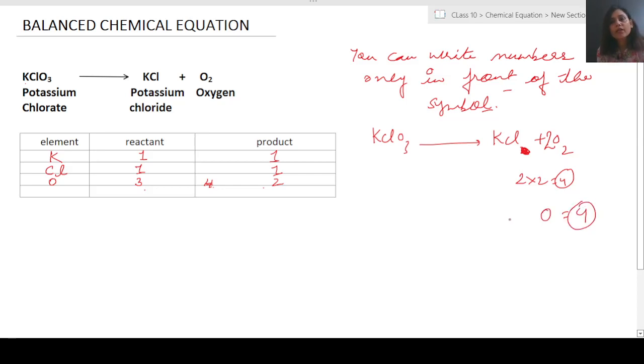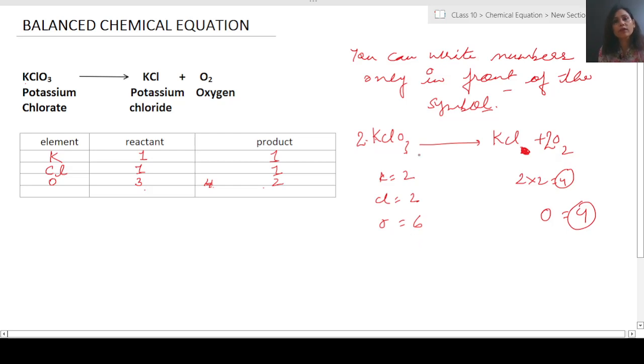Okay, fine. Now if I write 2 here, because here it is 3, then what will happen? This 2 will become common for all of them. So K will become 2 here, Cl will also become 2 here, and oxygen will become 2 into 3, 6.